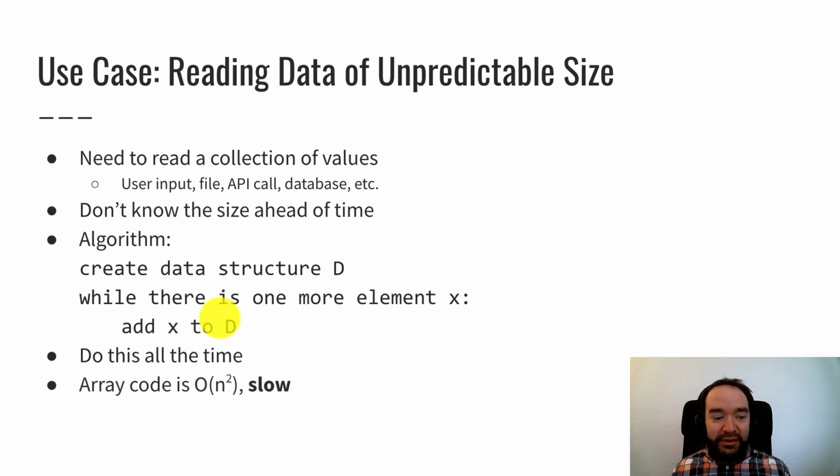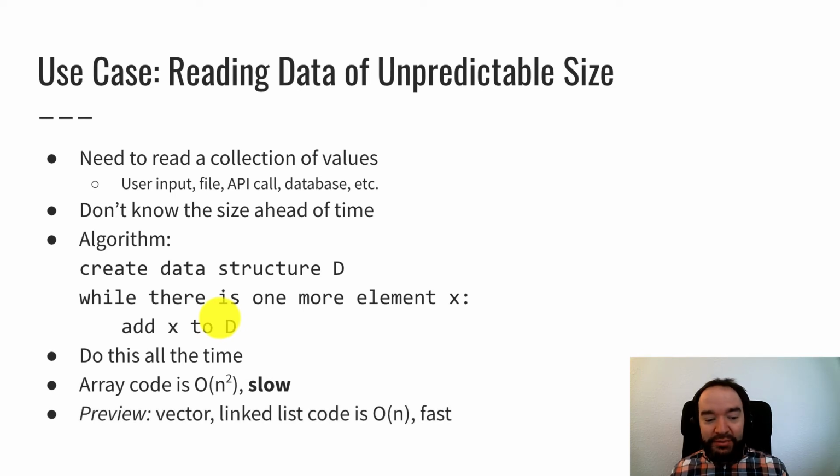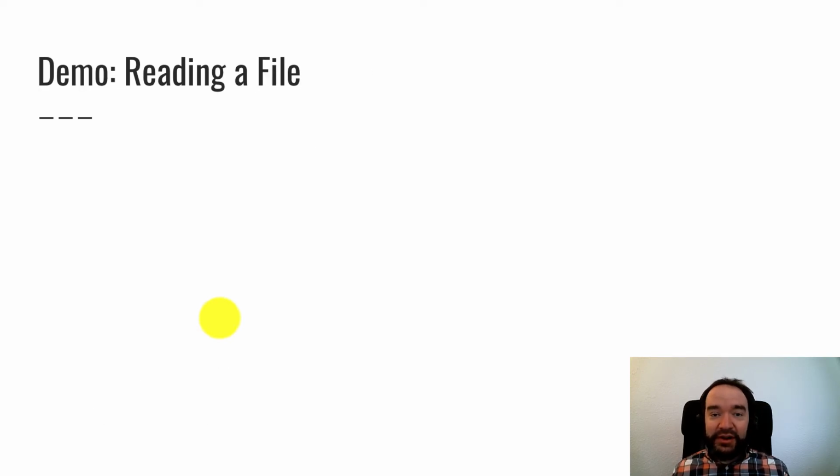But if we do this with arrays, it will end up being quadratic time, which is written big O of n squared time, and that's slow. As a preview, this whole operation with a vector or a linked list takes big O of n time, called linear time, which is much faster, and I'll show you how that shakes out empirically in a moment.